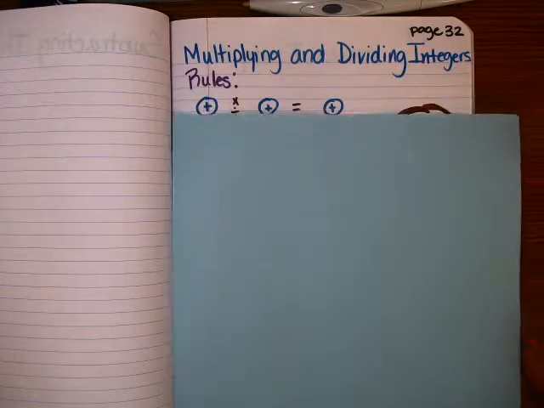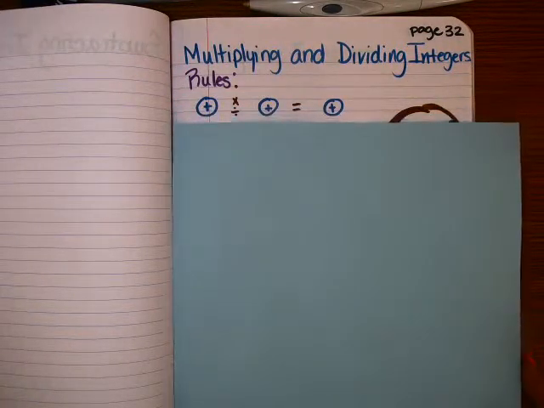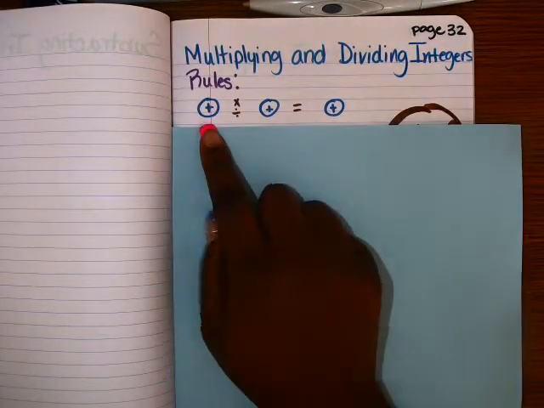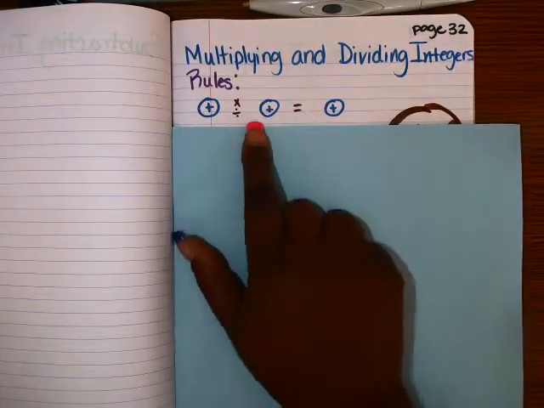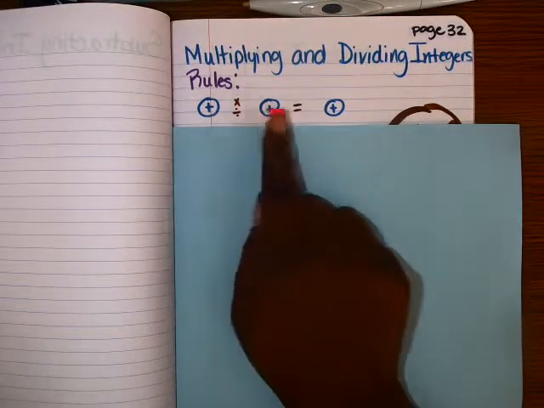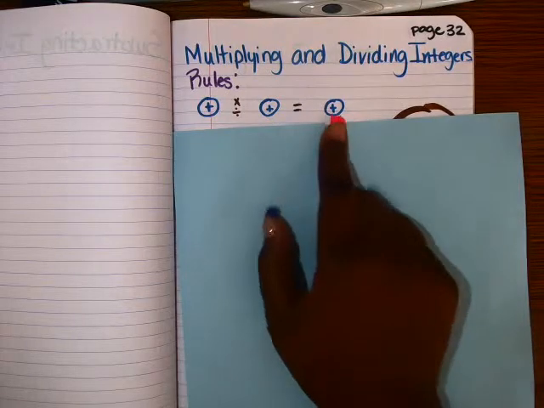There are 4 rules. As we know, a positive times or divided by a positive is still a positive. So if I have 27 divided by 3, I know that that is 9 because all those numbers are positive. Positive 27 divided by positive 3 is positive 9.